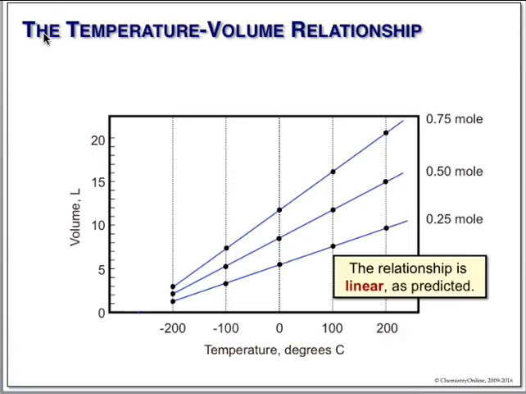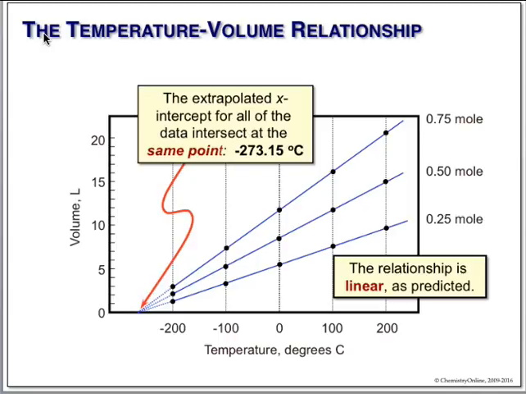But something strike you about this plot? All of these are like heading for the same spot down here, aren't they? In fact, if you extend them, they all intersect here at minus 273.15. It doesn't matter what gas it is, any gas at all. You do this experiment, you will get straight lines, and they will intersect at minus 273.15.